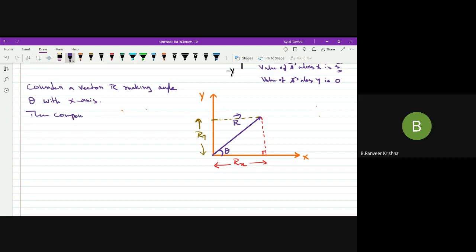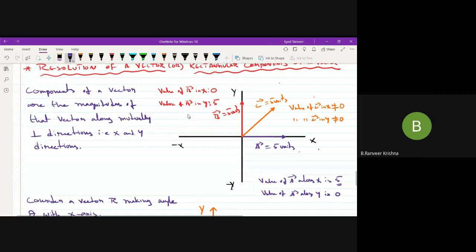Sir, once can you scroll up? Sir, that means you wrote the components of a vector, or the magnitudes of that vector, along mutually means what, sir? Perpendicular to each other. x and y are mutually perpendicular to each other. Mutually means perpendicular to each other among themselves. Okay, sir.